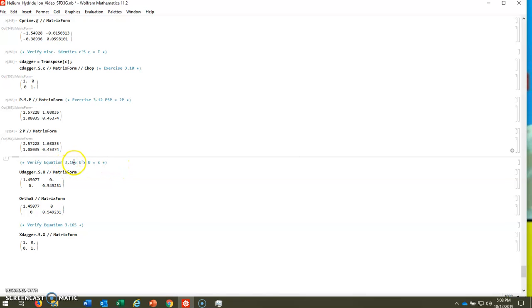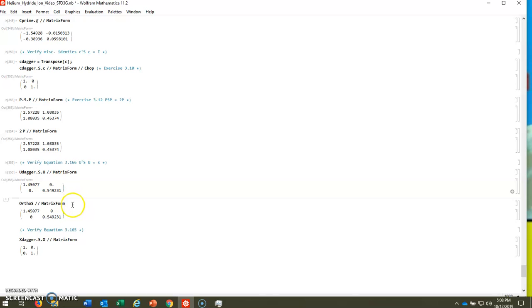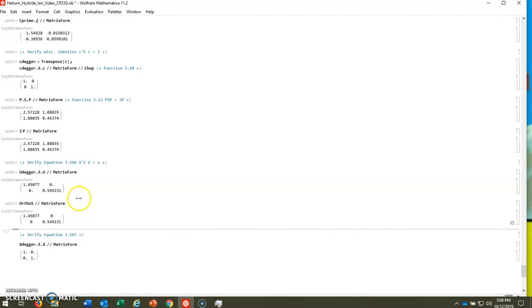According to 3.166, U dagger S U, where S is the overlap matrix, should equal the little s matrix, the values we saw just at the beginning of this lesson. So check it. Yep, they do. The orthogonal S matrix, the little s matrix, is in agreement. And then finally, 3.165 is X dagger times overlap matrix times X. X was our change of basis matrix we were using. Should give us the identity matrix, and it does. So we feel really good.